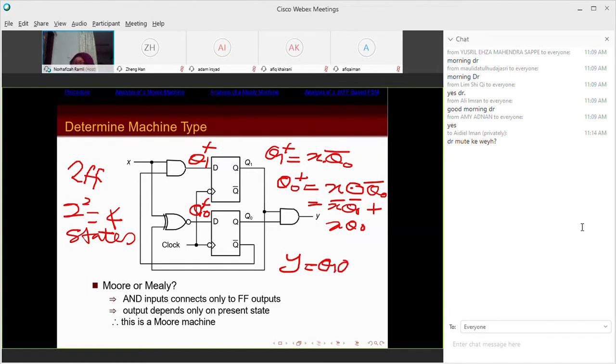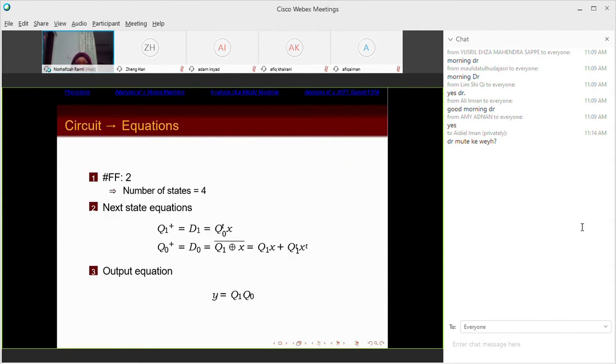So here, obviously, Q1 and Q0 does not depend on your X. That's why it is Moore. Then what you do next, remember the target is to come up with the state diagram. So before the state diagram, you have to come up with the state table, right? So once you have these equations, this is basically the equation.